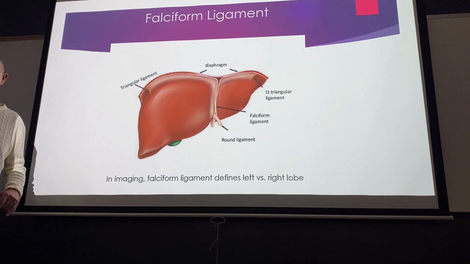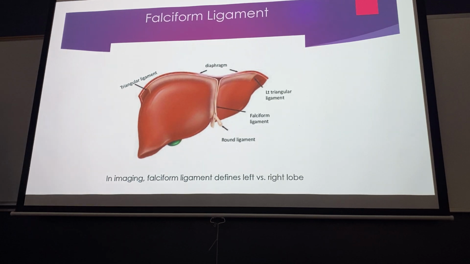Within it, we'll talk here in a moment, on the lower margin of it, it contains a structure referred to as, in old terminology, the ligamentum teres. The new term for it now is the round ligament.